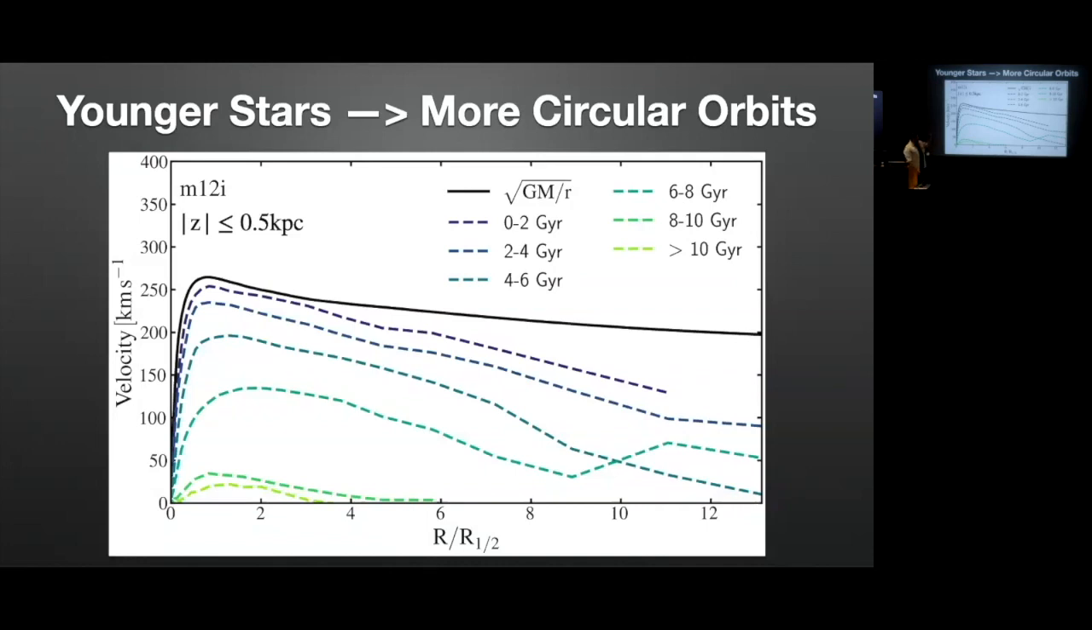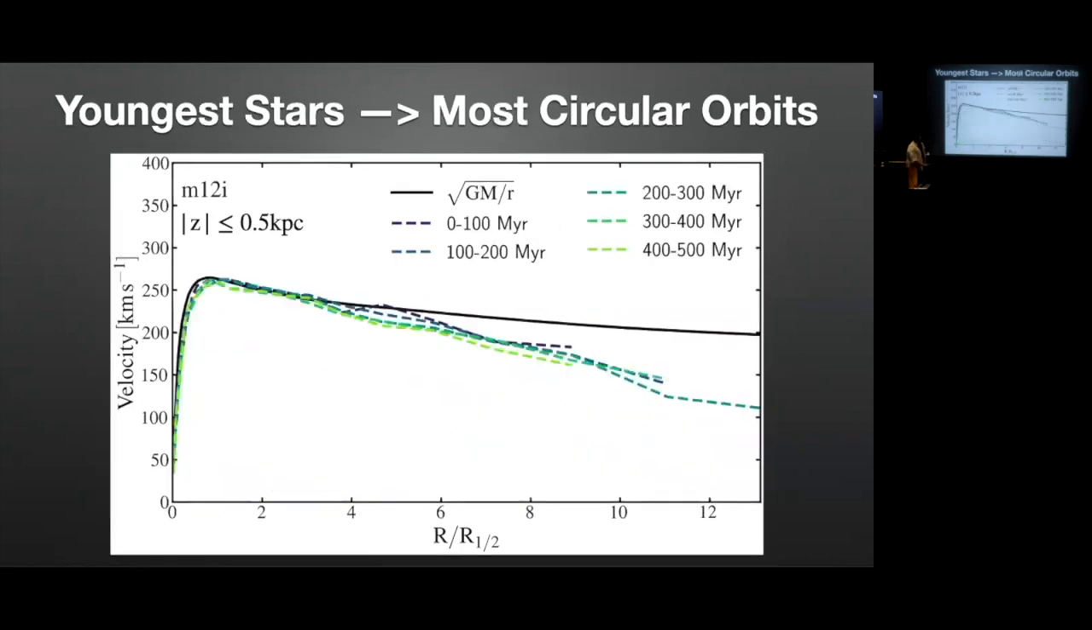So what you're looking at is the same thing from the last figure, except now I'm separating the stars into these age bands of 2 gigayears. And actually, let me back up. I'm also now taking all of the stars within 0.5 above and below the midplane. And so what we're seeing is that the younger stars in this galaxy tend to follow the rotation curve, this GM over R curve, the best. In particular, the youngest stars tend to trace this circular velocity the best.